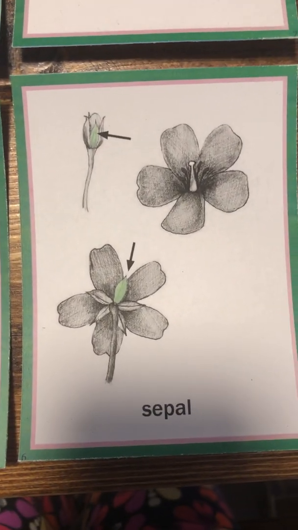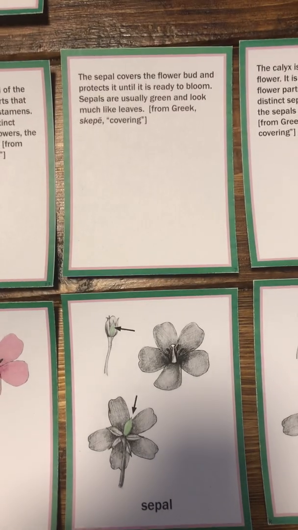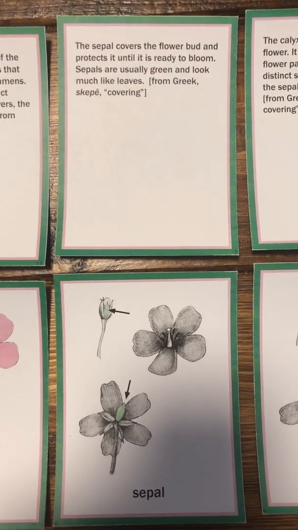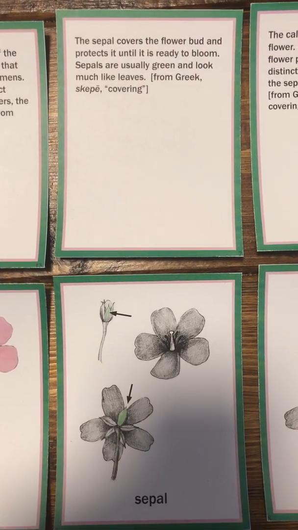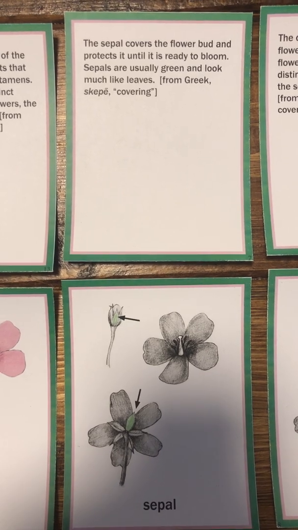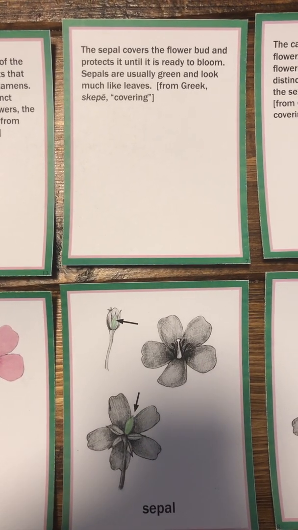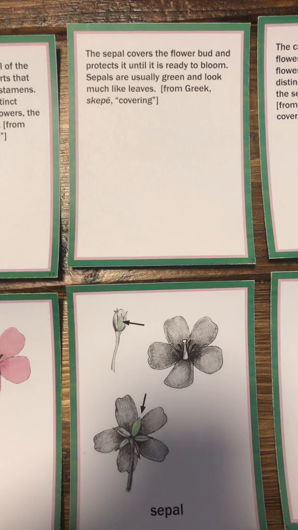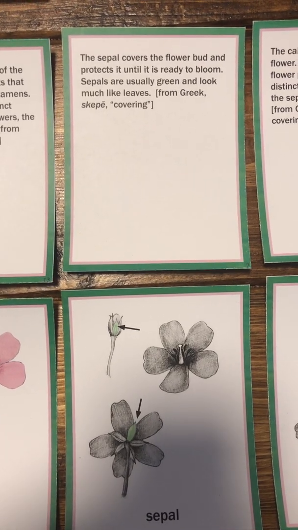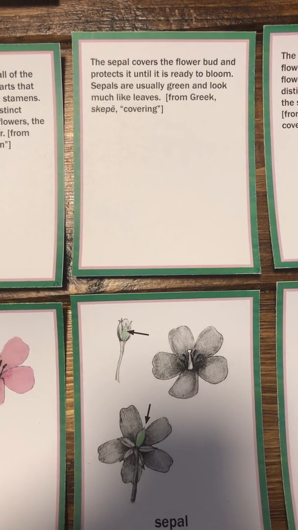Next is the sepal. The sepal covers the flower bud and protects it until it is ready to bloom. Sepals are usually green and look much like leaves. And in Greek, this means covering.